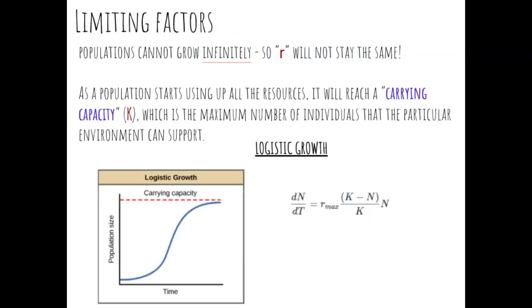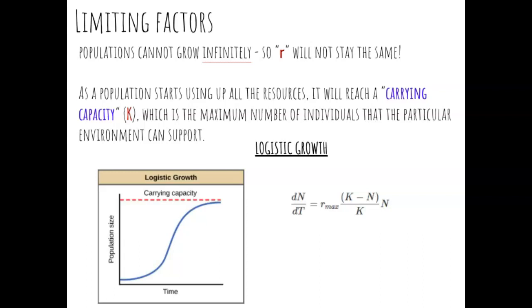The other type of population growth that we see is called logistic growth. And in logistic growth, there are limiting factors that make it so that a population cannot just grow infinitely forever. And so your R value will not stay the same. It will change as you run out of resources. Limiting factors in an environment could be the amount of food or the amount of nest spaces.